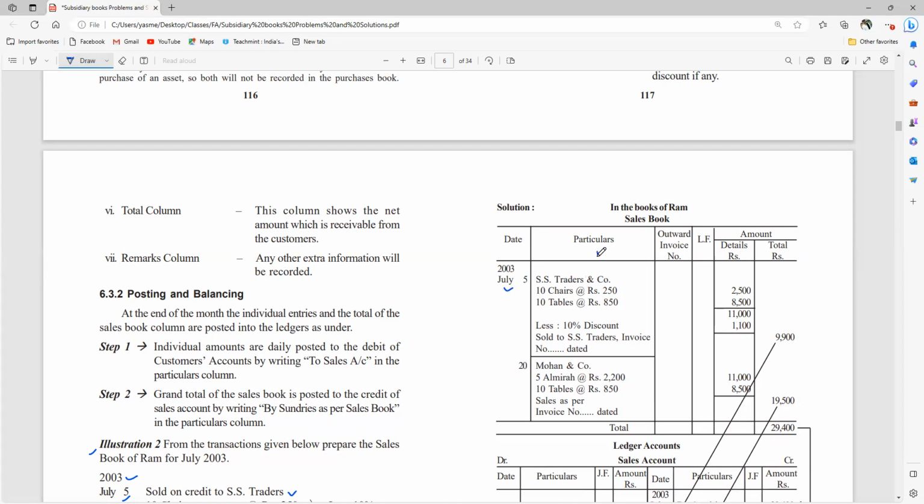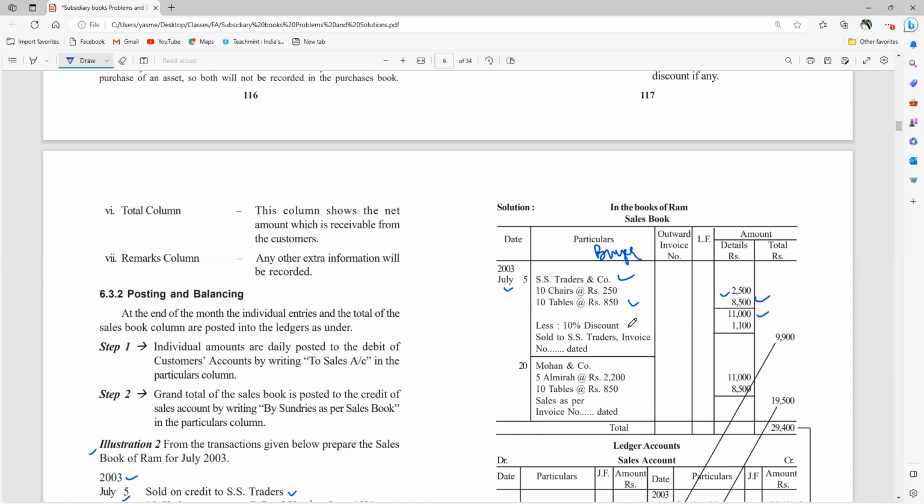Who is the buyer here? The buyer is SS Traders and Company. This company has purchased 10 chairs and 10 tables from us. 10 chairs, one chair is 250 rupees, the amount is 2,500 rupees. 10 tables, 850 rupees per table, amount is 8,500 rupees. So the total is 8,500 plus 2,500, which is 11,000.